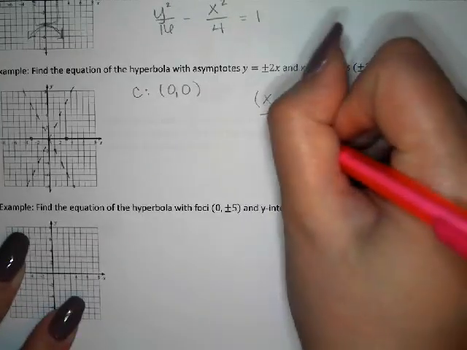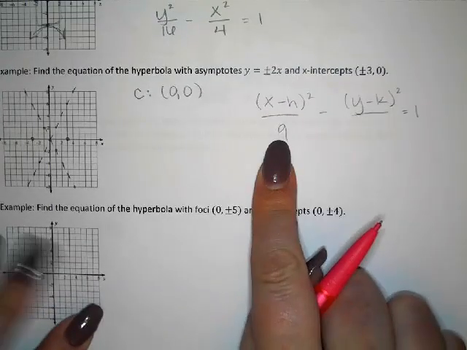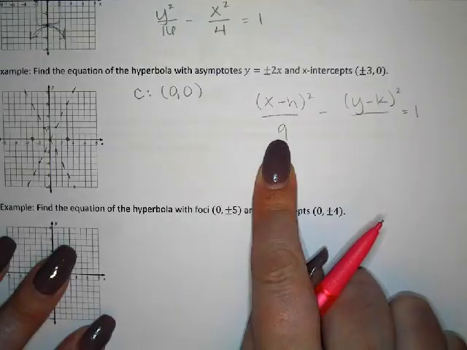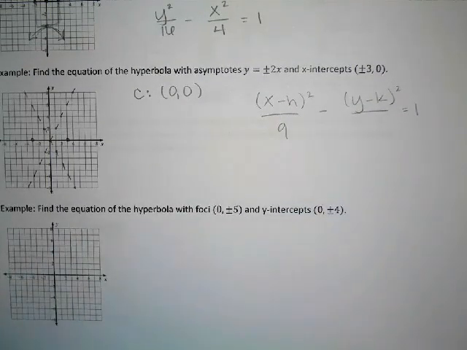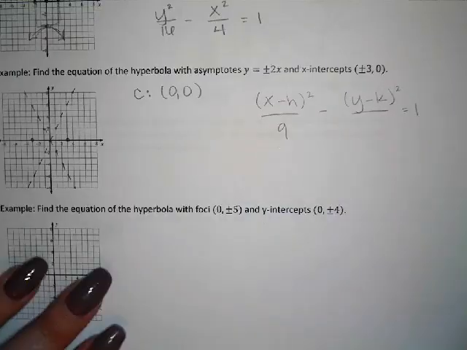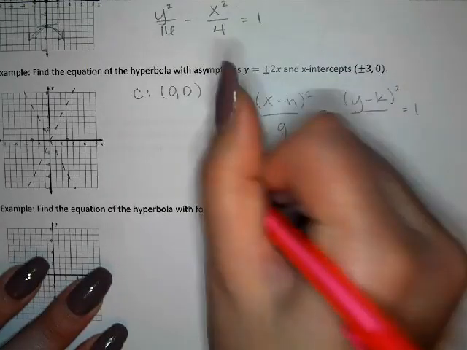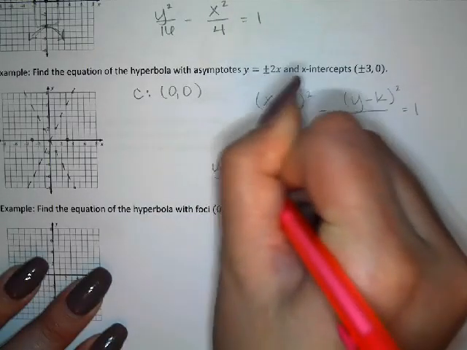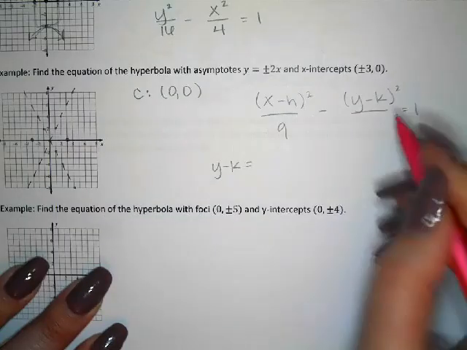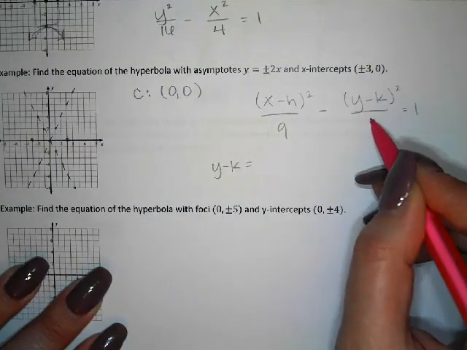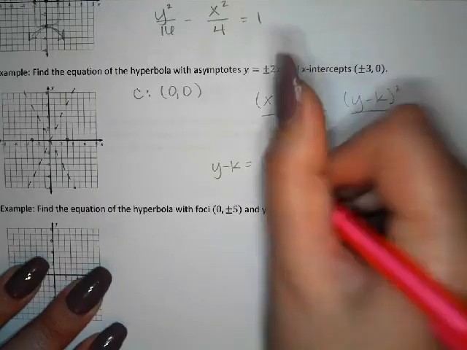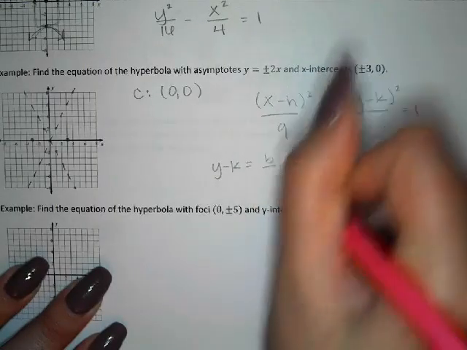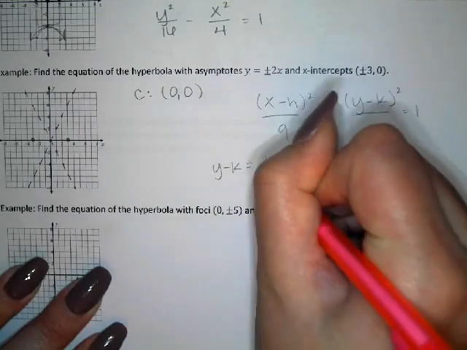All right, so the next trick of this is to remember where the asymptote comes from. The asymptote comes from y minus k, that set of parentheses, and then it comes from the square root of the number underneath here. So this number is b squared, so it comes from b over a, which is 3. 3 squared is 9, and then x minus h. This is where the asymptote comes from.